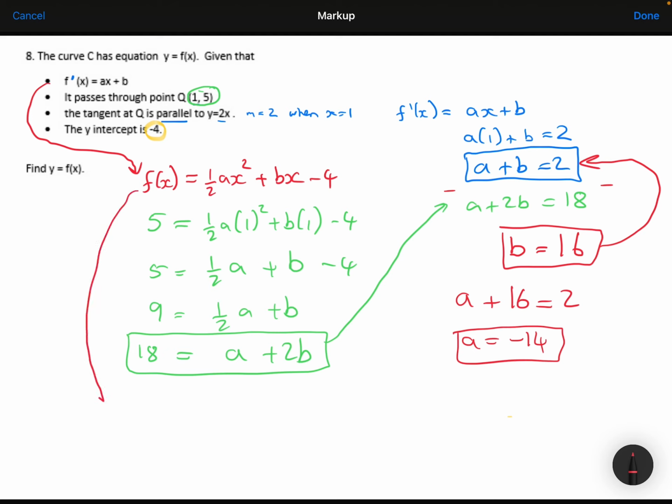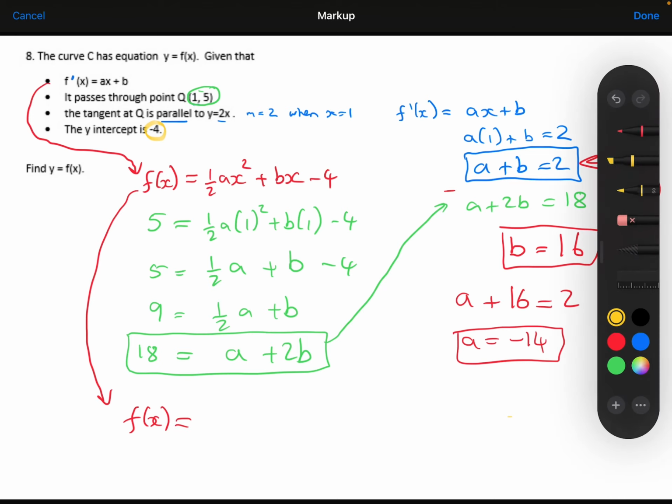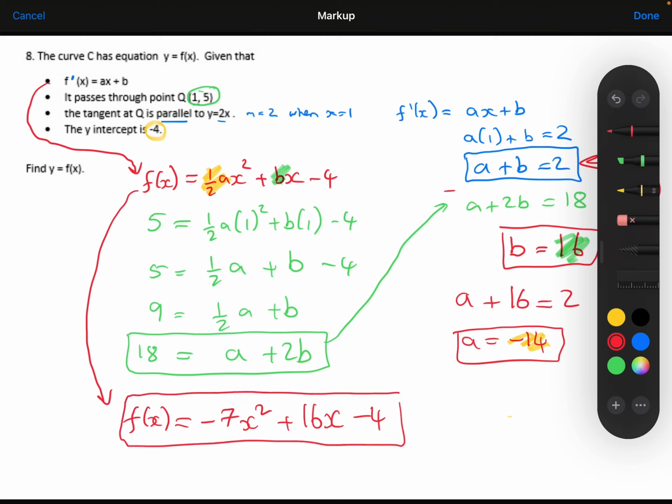Now I know what a and b are, I can plug those into my f of x function. A half a, so that's half of the minus 14, which is minus 7, plus the b x, so plus 16x, minus the 4, and this is my f of x equation.